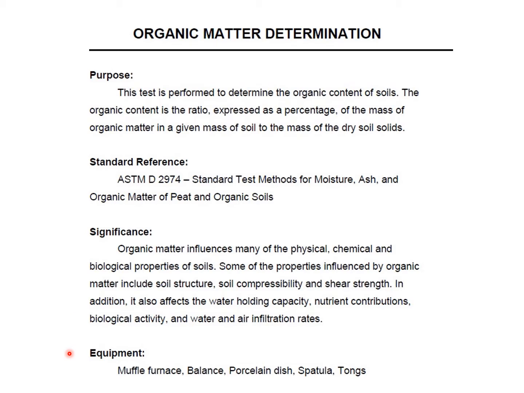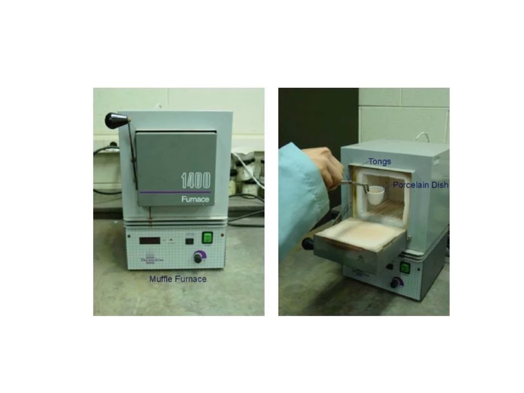Equipment required to perform this test: muffle furnace, balance, porcelain dish, spatula, tongs. Tong is basically a tool, you can say a tool or instrument used for manipulating things in a fire or very hot environment without touching them with the hands. So you can see the muffle furnace. So this is the tongs you can see, and this is the porcelain dish.